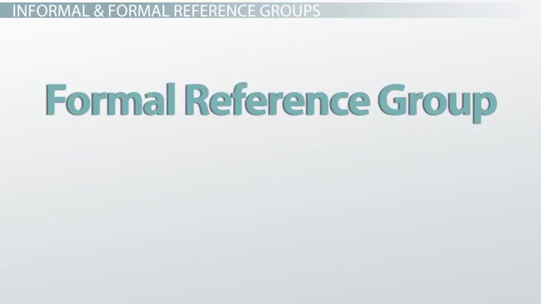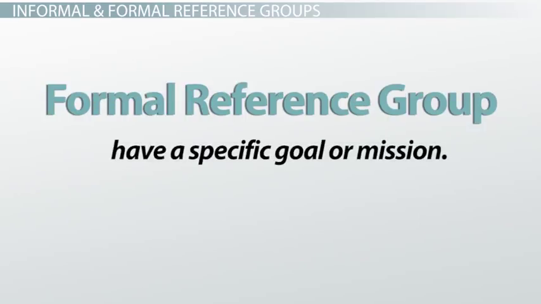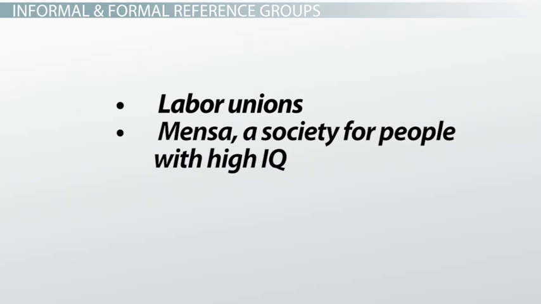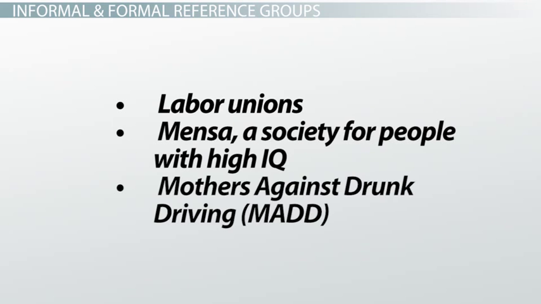Formal reference groups have a specific goal or mission. They also have a specific structure and positions of authority. Examples of formal reference groups include labor unions, Mensa, a society for people with high IQ, and Mothers Against Drunk Driving, MADD.